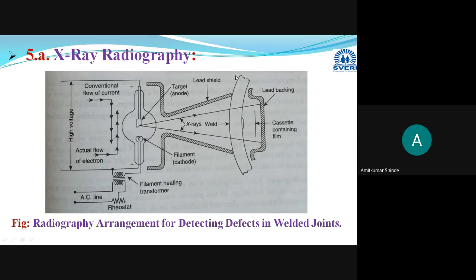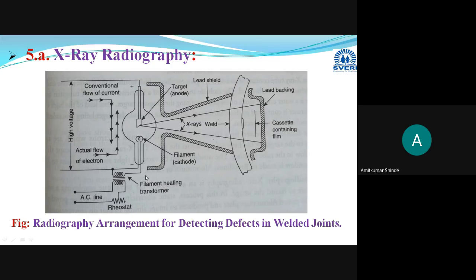This is the test specimen, a particular test for welded joints. These are the X-rays, and they will fall on the test specimen or your welded joint. And this is one film or cassette, which will record it. One lead backing is provided so that these X-rays will not travel to other areas beyond that setup or arrangement, as it may be hazardous to human beings. That's why this lead shield is used here.